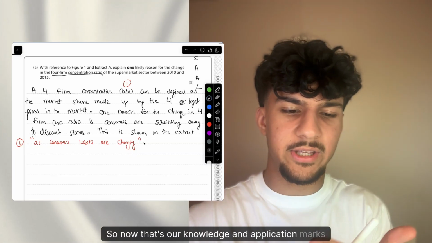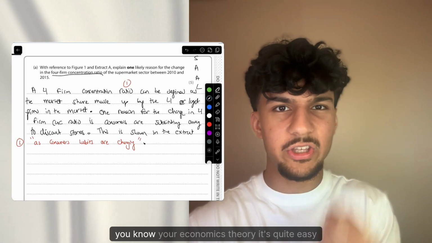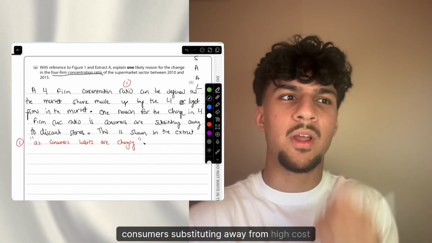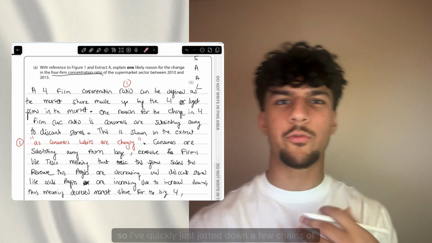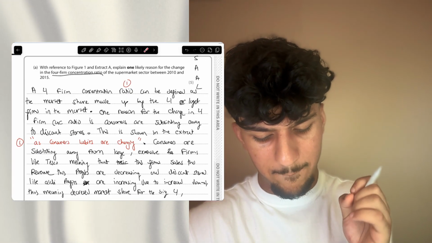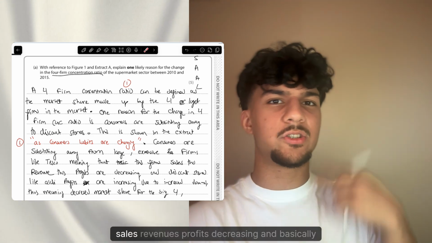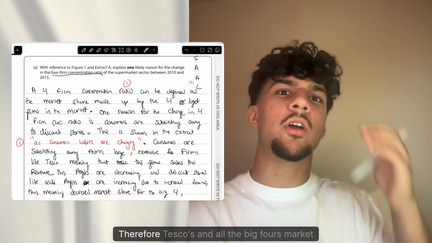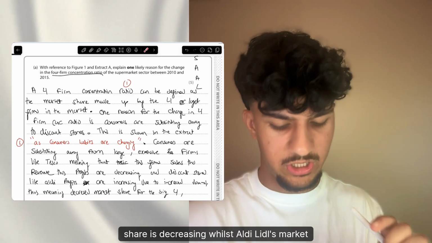So now that's our knowledge and application marks done. I would say that's the harder part. Now it's just a simple chain of analysis, which, if you know your economics theory, is quite easy, because this is literally asking you why consumers are substituting away from high-cost expensive shops to discount stores. And that is very simple economics theory. So I've quickly jotted down a few chains of analysis, sorry if the handwriting's really poor. I've said consumers are substituting away from the large, expensive firms like Tesco, so Tesco's sales, revenues and profits decrease, and this increased demand shifts towards Aldi. Therefore Tesco's and all the big four's market share is decreasing, whilst Aldi's and Lidl's market share is increasing.